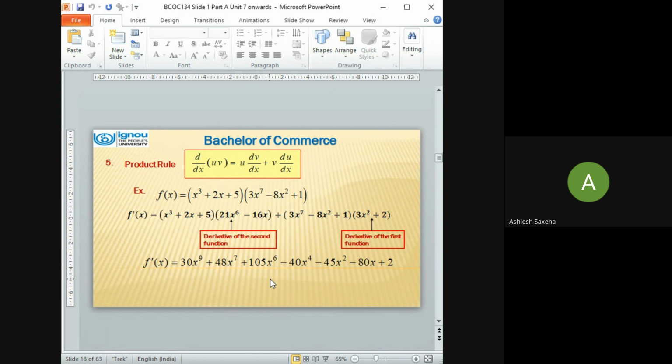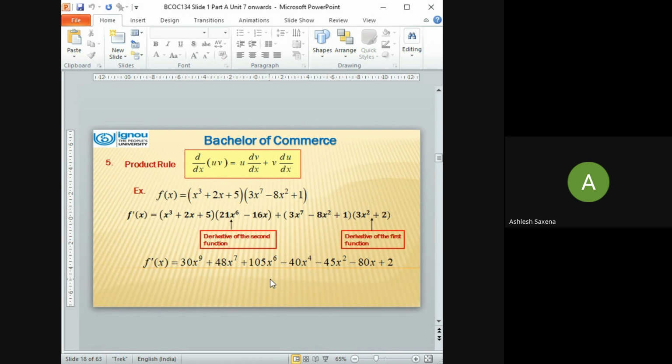That means you have to identify these two things. We have denoted these two functions by u and v. See how the problem is given to you in the yellow box. There are two functions u and v, they have to be differentiated. When they are being differentiated, what is the procedure?